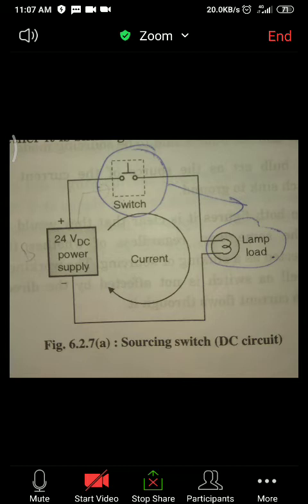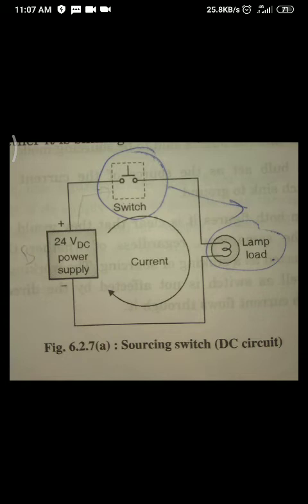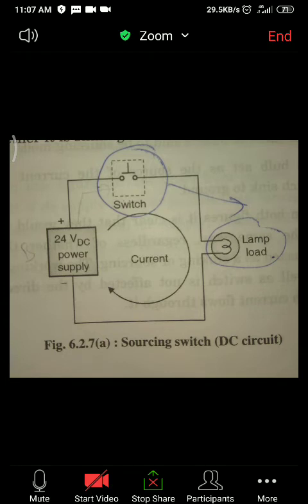But how will this current flow? See, the switch is connected after the battery supply, hence when the switch is pressed, obviously the lamp will glow. No doubt in that. But first of all, the current is generated from the positive terminal of the battery, then the current goes through the switch when the switch is pressed, and then the current goes to the lamp. It means the switch is actually providing current to the lamp. Getting? So the switch is acting as a source of current.